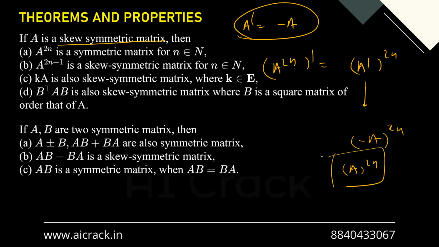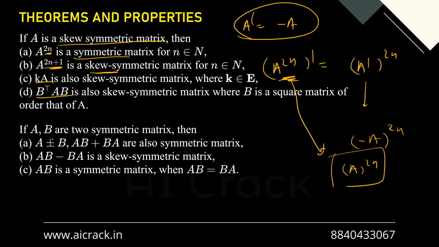You can clearly see that this became this only. So it's a symmetric matrix. For a skew symmetric matrix having an even power, it would become a symmetric matrix. And for an odd power, obviously, it would become a skew symmetric matrix, right? Now, these properties are more or less the same as those we derived for symmetric matrices. You can do it for yourself.